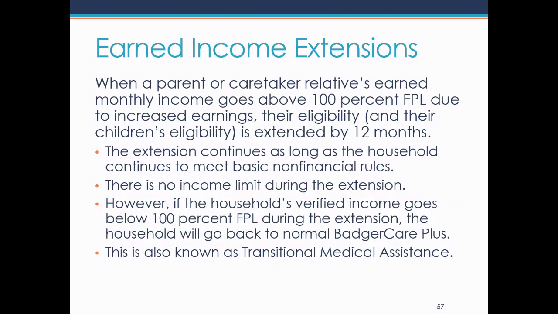The extension continues as long as the household continues to meet the basic non-financial rules and there's no income limit during the extension. However, if the household's verified income goes below 100% of the FPL during the extension, the household will go back to normal Badger Care Plus. They'll no longer be in the extension. This is also known as transitional medical assistance. Now, there are other reasons outside of income considerations when someone's eligibility may be extended.